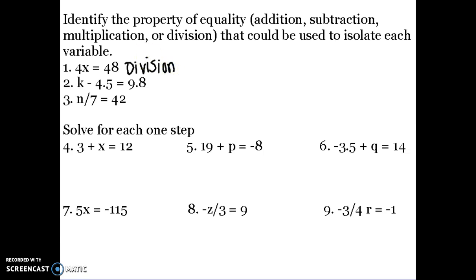Number 2, k minus 4 5/10 equals 9 8/10. The inverse of subtracting 4 5/10 is addition. And number 3, n divided by 7 equals 42. The inverse of division is multiplication.